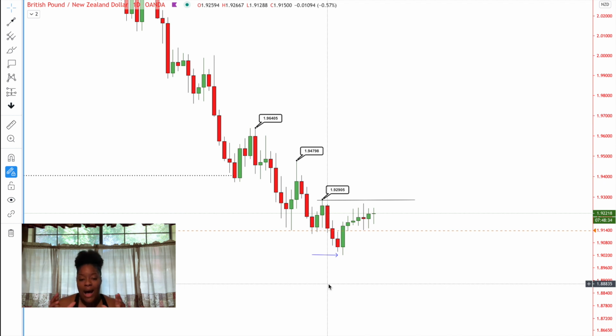Other than that, you guys, I want y'all to really look at these currency pairs. Use this information on your own price charts. And if you need that extra help, I'm here to guide you.